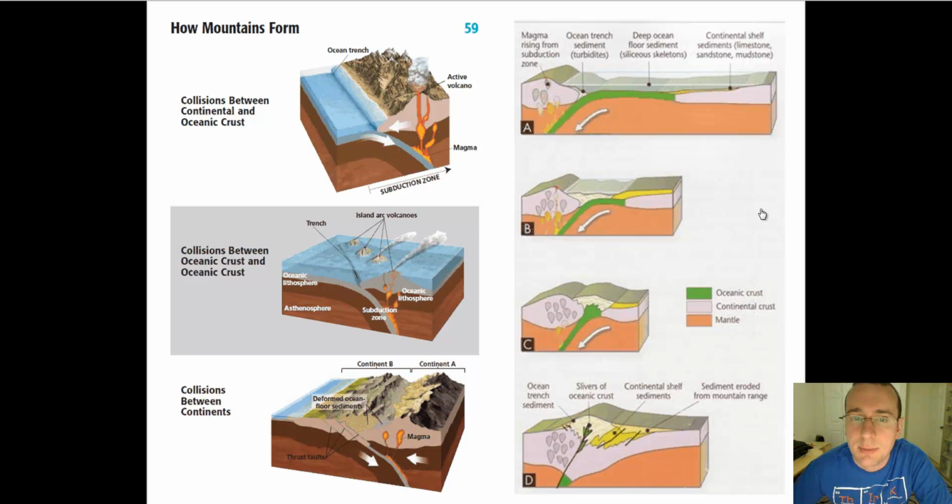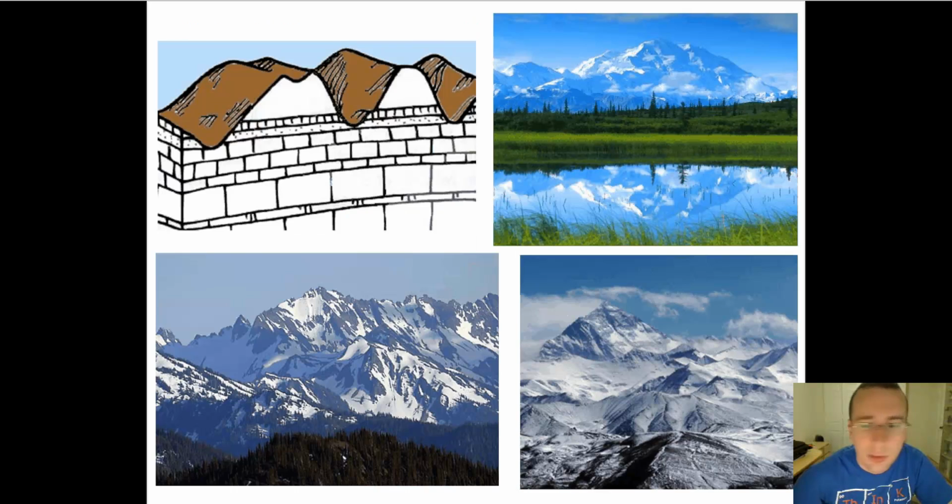This video is just about the types of mountains. So I'm not going to be really talking about how mountains form. I'm going to be focusing more on what mountains exist. Okay, so the first kind of mountain I wanted to talk about are folded mountains.